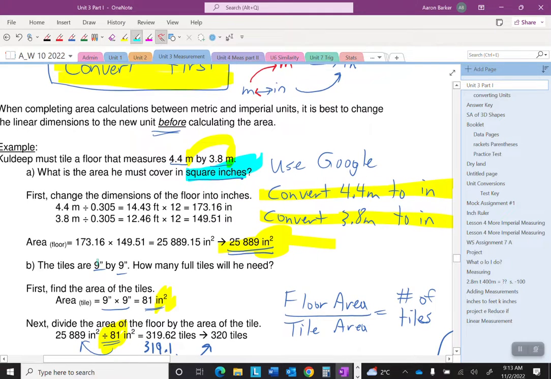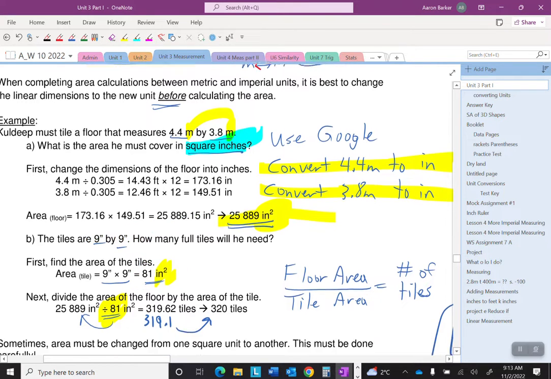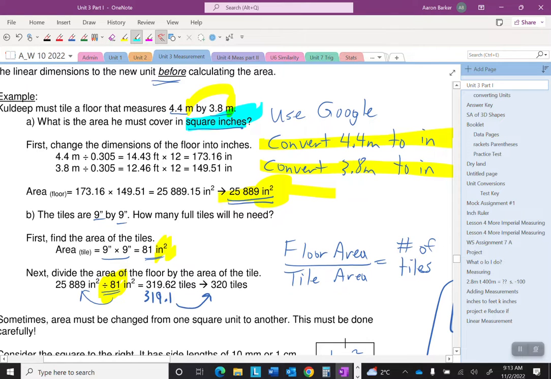Next one, 9 by 9. So this is 9 inches by 9 inches. Okay. But your area is going to be in inches squared, so the room, that's why we have to have the room measured in inches squared, because our tiles are 9 by 9. So their tiles are 81 inches squared. So then to find out how many tiles we need, we take our floor area, we divide it by the tile area, and that'll equal the number of tiles.